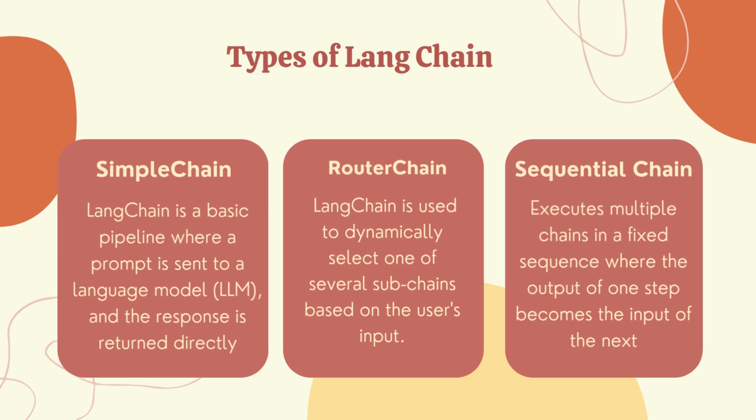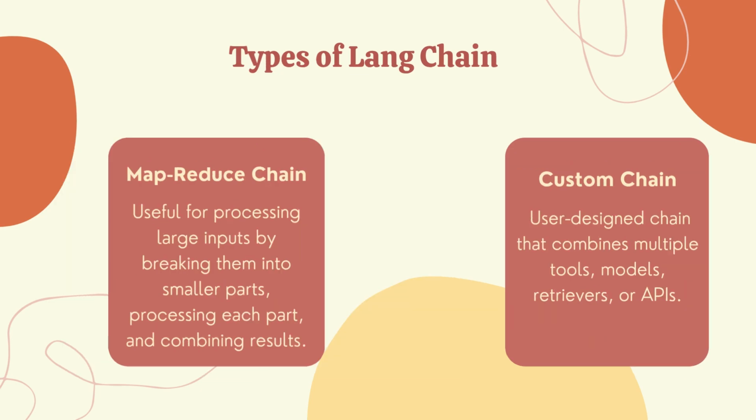Moving to more complex chains, we have the router chain. A router chain is designed to be dynamic. It chooses a different subchain based on conditions or the user's input. It intelligently directs the flow of the workflow. Then there's the MapReduce chain. This is extremely useful for processing large inputs. It works by breaking the input into smaller parts, processing each part independently, and then combining all the results.